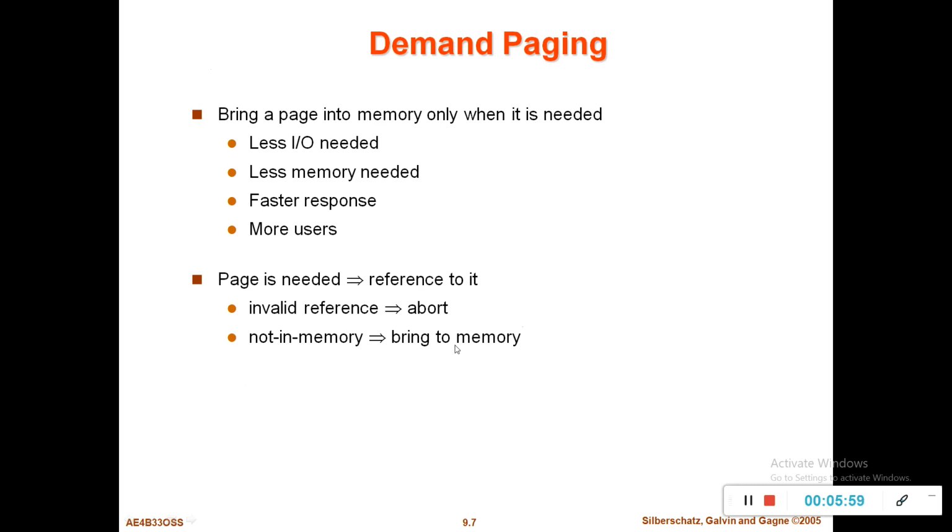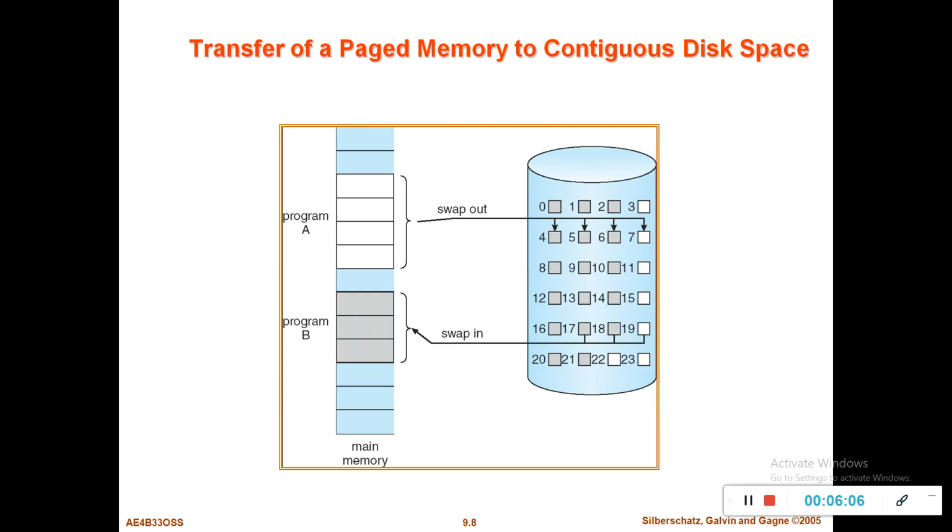This is how pages are loaded into the memory whenever they are needed. So, transfer of the pages from memory to contiguous disk space. There are two programs, program A and program B. Program A has completed or is no longer required, so it is swapped out and stored into the backing store area, and program B, which is required, is loaded into frames 17, 18, 19, swapped into main memory. So this is called swapping out and swapping in the needed pages into the main memory.